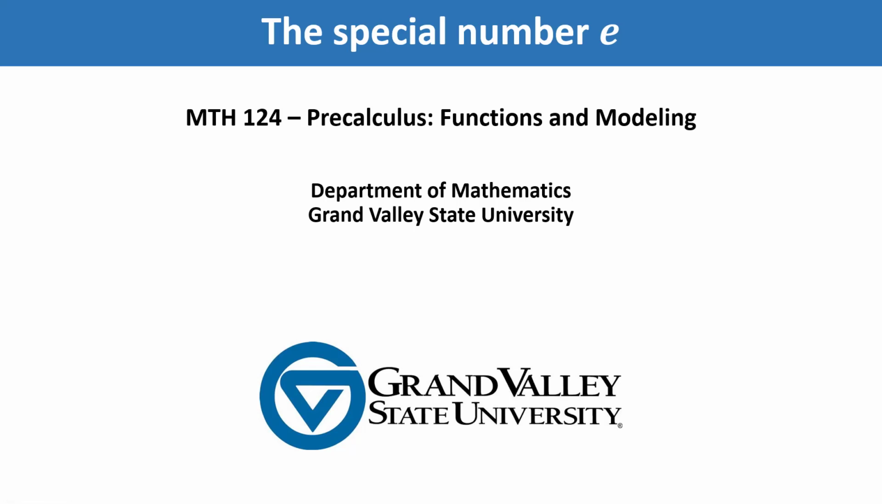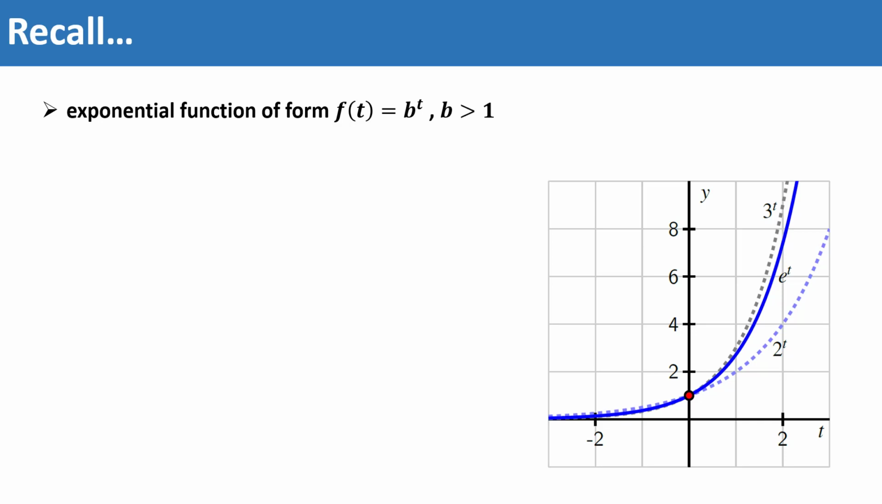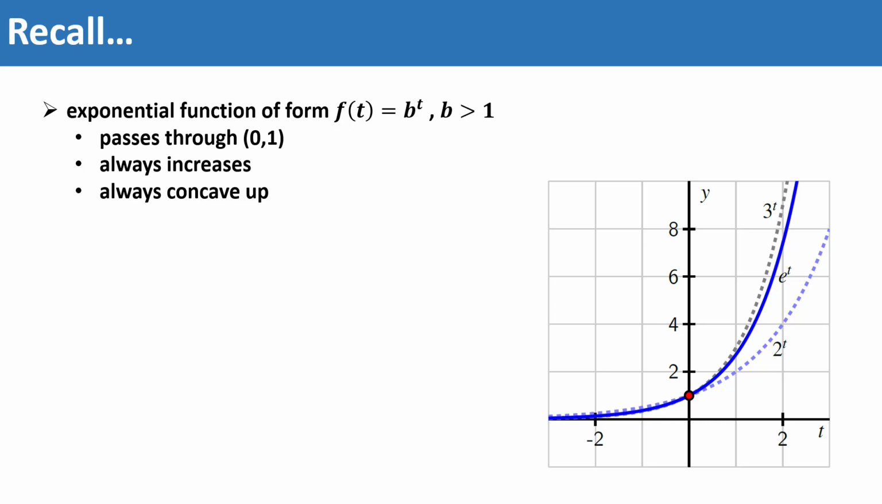Hello and welcome to the Screencast introducing the special number e. Every exponential function of the form f of t equals b to the t, where b is greater than 1, exhibits nearly identical behavior. The function passes through (0, 1), always increases, and is always concave up. The value of b primarily impacts how fast the function grows.